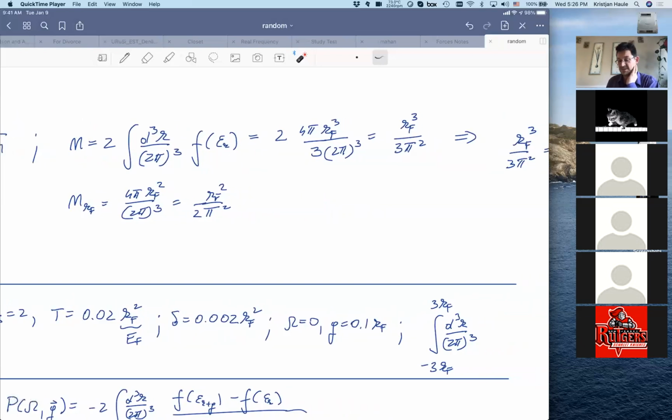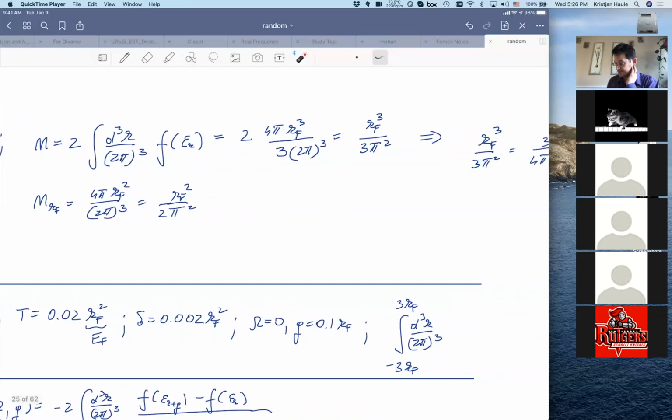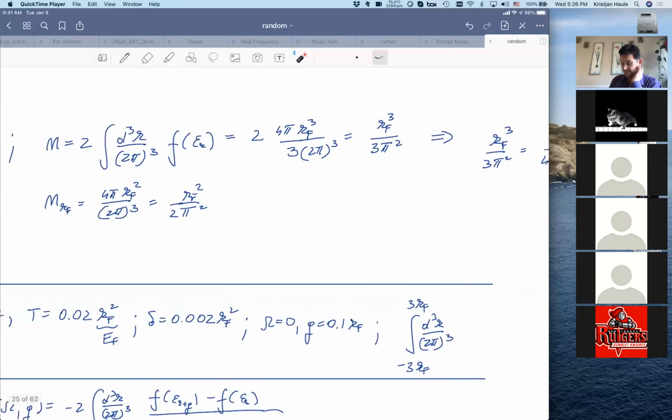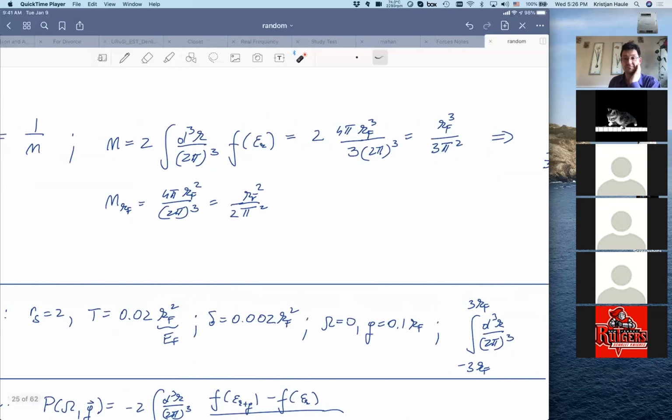Now the question is, how do we get kf? I said kf is equal to this strange number, (9 pi divided by 4) to the 1/3, times 1 over rs, isn't it? So where did we get this number? Well, this is a typical question for the undergraduate exam: to count the number of states in a Fermi system.